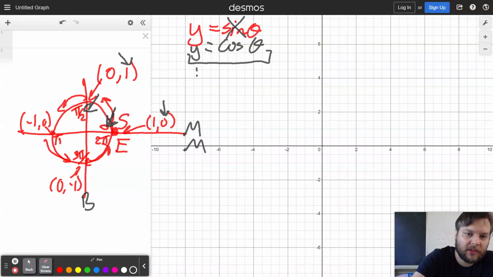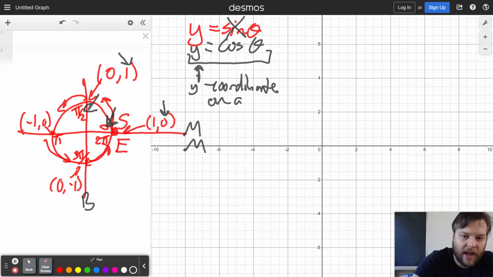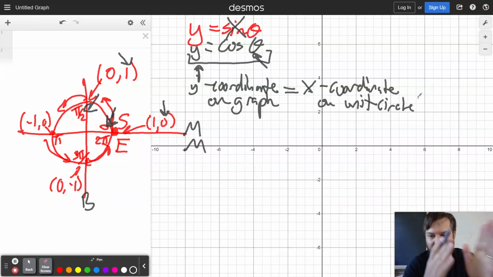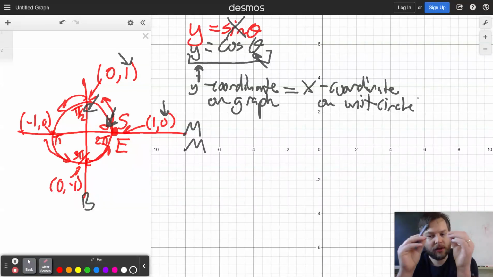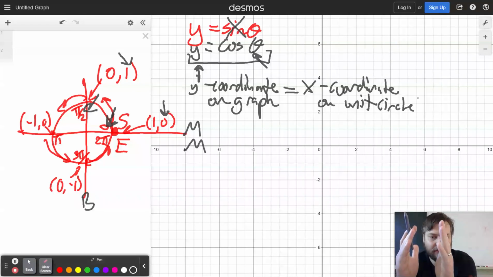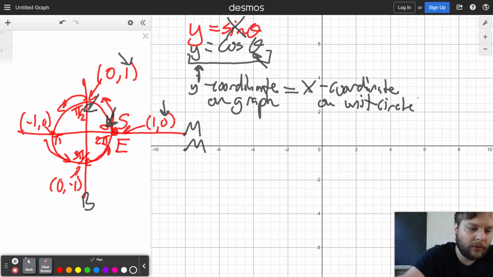And that can be really hard for students at first, but let's look at this equation again here. This equation is saying the y coordinate on the graph is equal to cosine of the x coordinate on the unit circle. So I think sine is more straightforward because you're just lifting the y coordinate off the unit circle and putting it on the graph. Cosine is lifting the x coordinate off the unit circle and putting it on the graph.